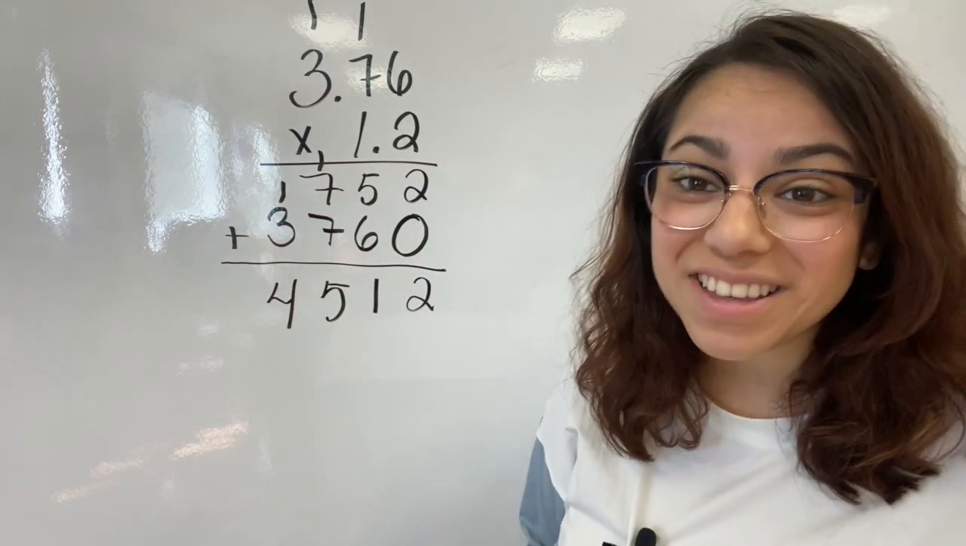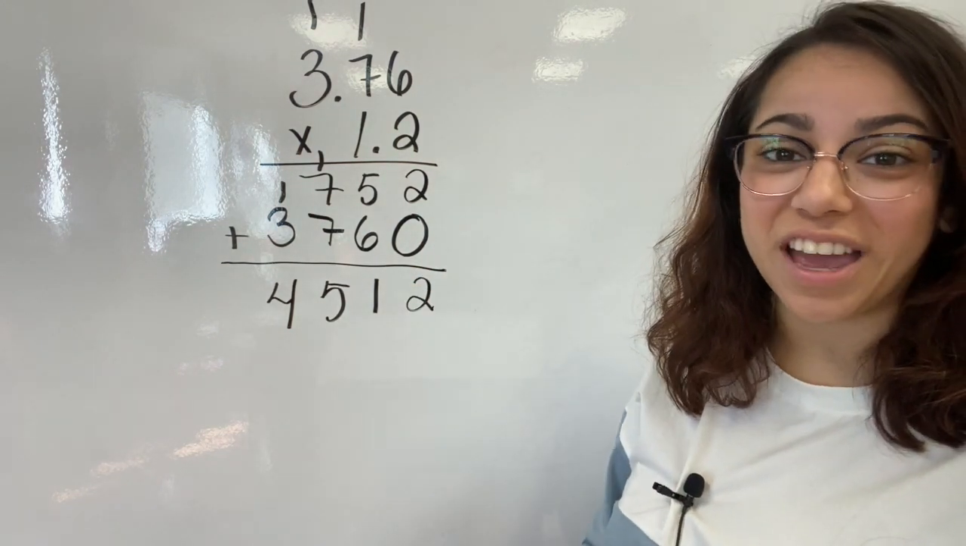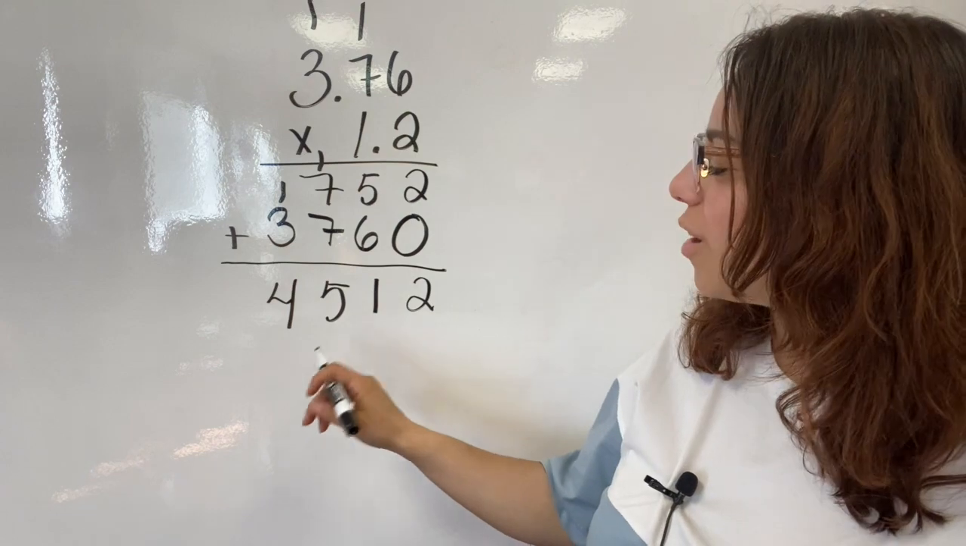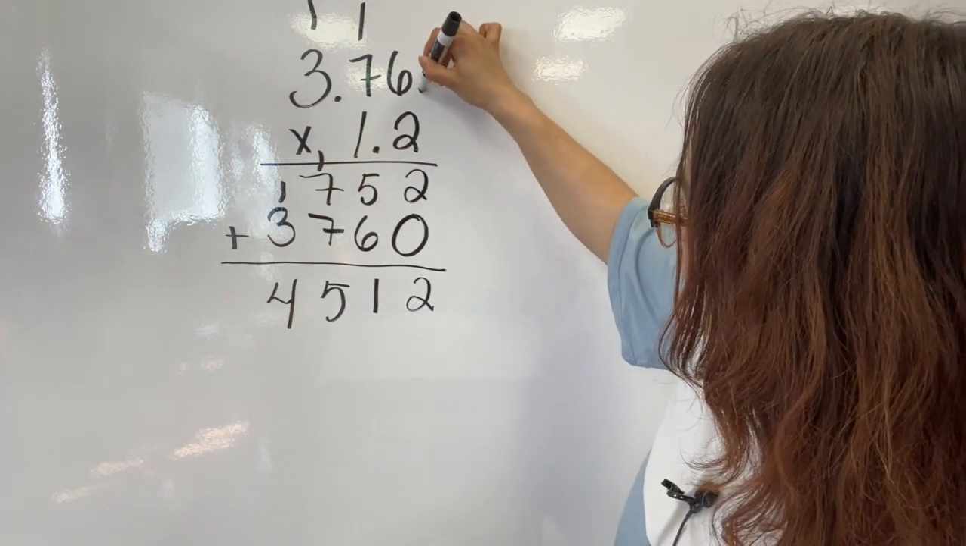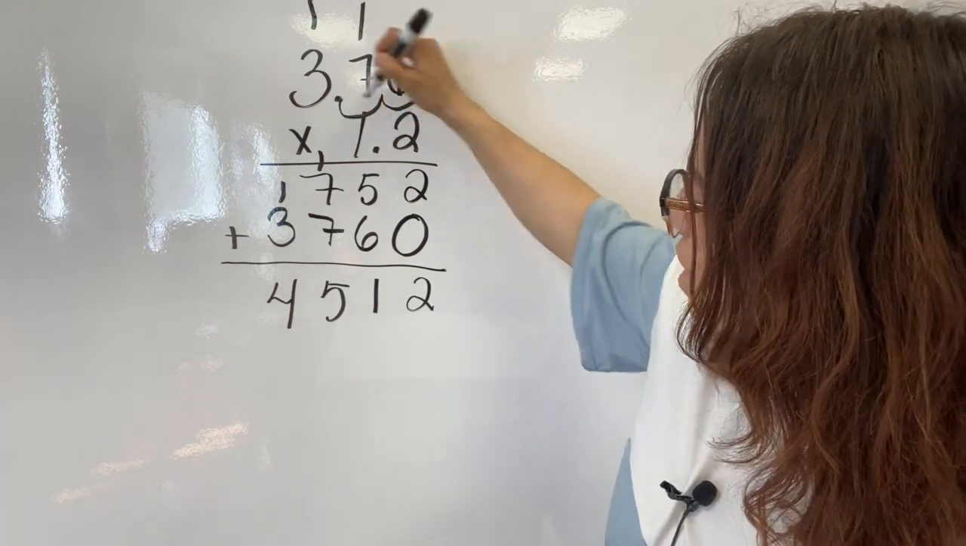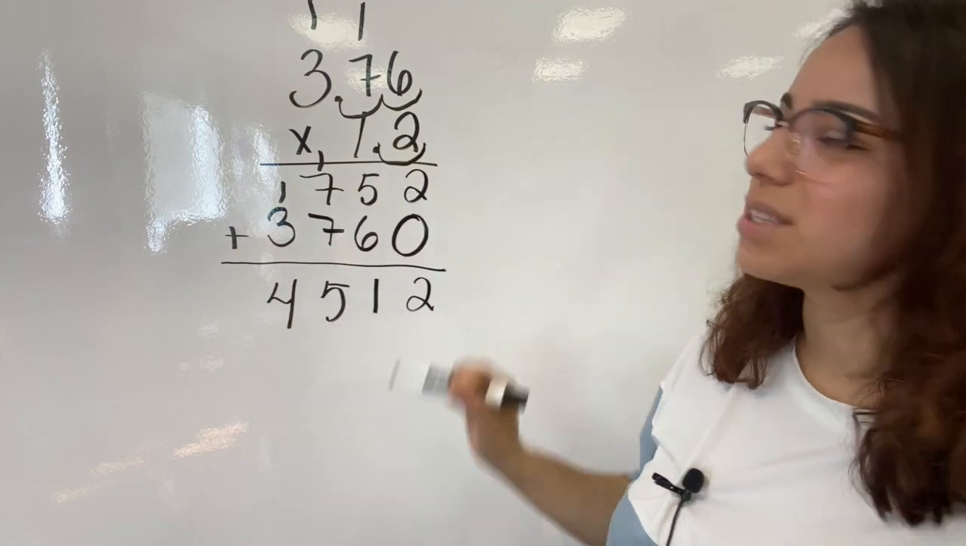And the very last step is we need to count our place values. So what we're going to do is we're going to start over here, and we're going to count how many places there are until the decimals.